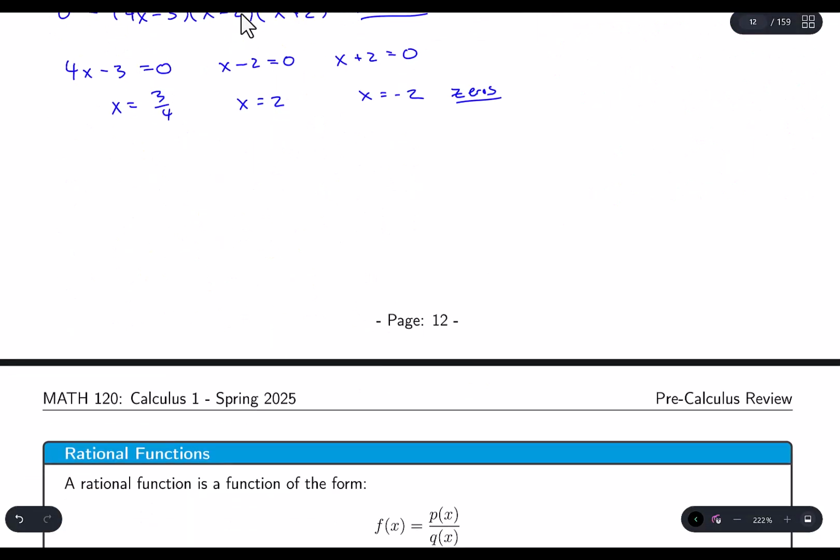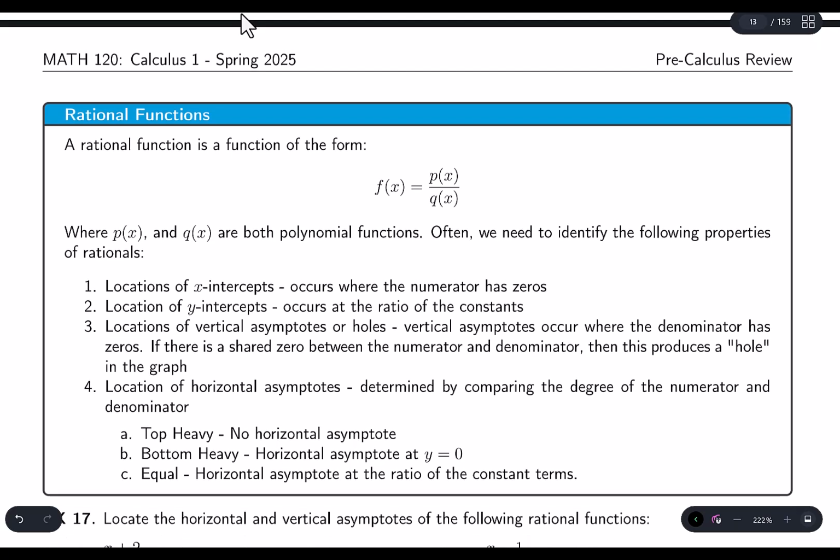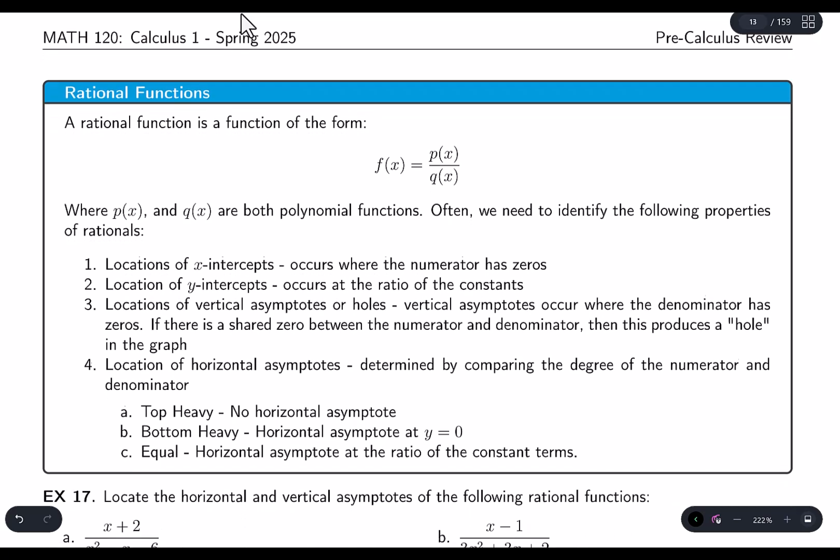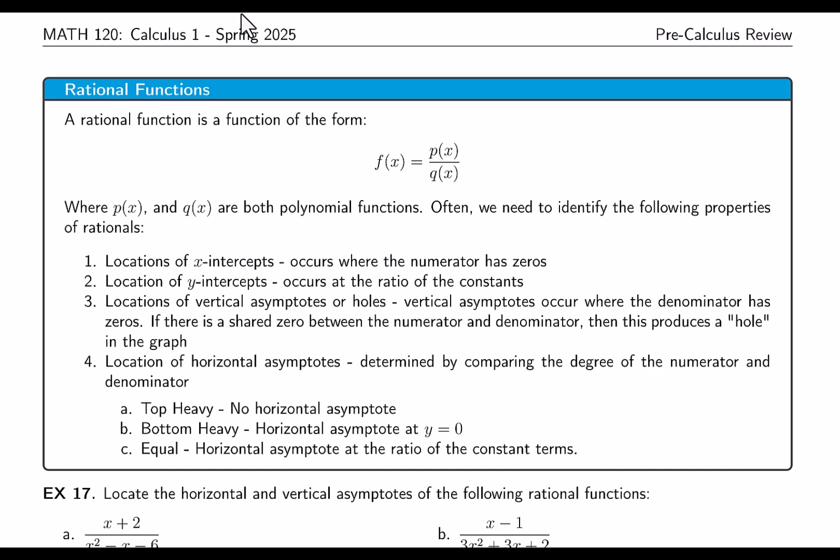All right, let's look at some rational functions now. So rational functions, just like polynomials, there's not a lot that we have to work with in terms of rationals. We do need to know the algebra of rational functions. There will be times where you need to combine two rational functions together, which is going to involve finding common denominators and that sort of operation.